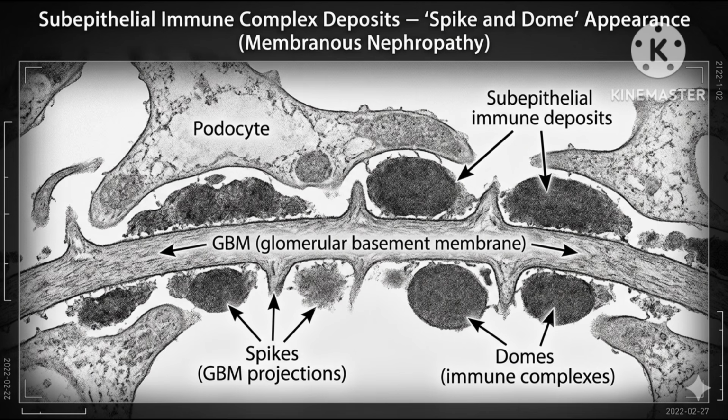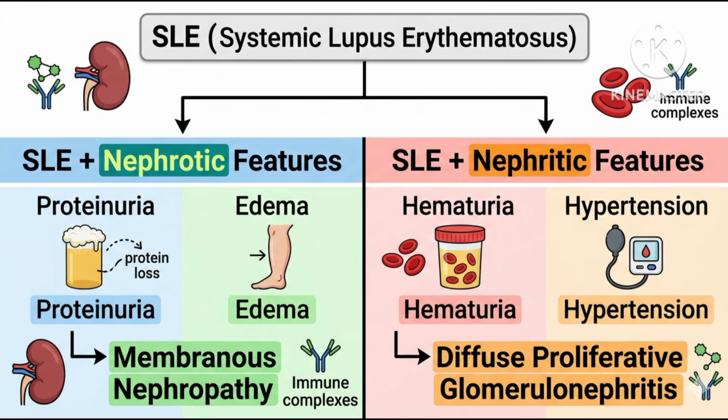If you see a patient with SLE with features of nephrotic syndrome, it's membranous nephropathy. But if you see an SLE patient with features of nephritic syndrome, it will be diffuse proliferative glomerulonephritis.